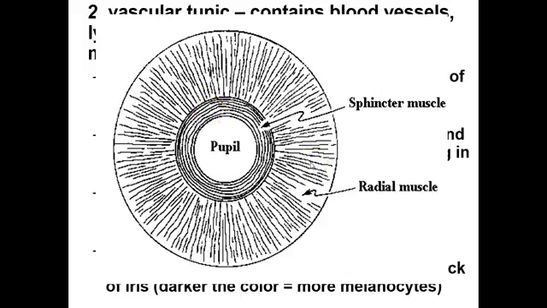The opposite occurs in situations where there's intense light. The radial muscles would be relaxed and the sphincter muscles would contract to shrink the size of the pupil.